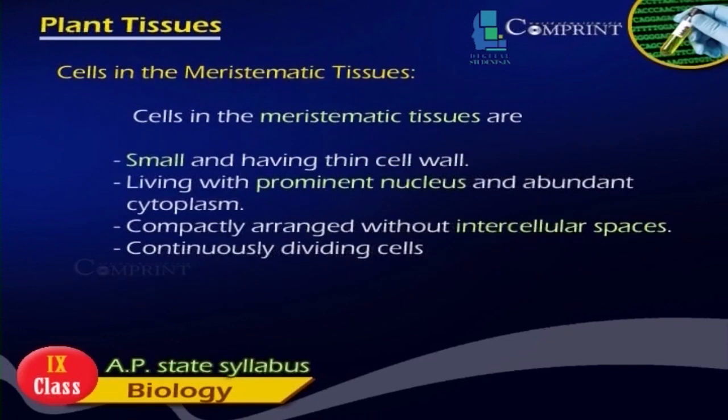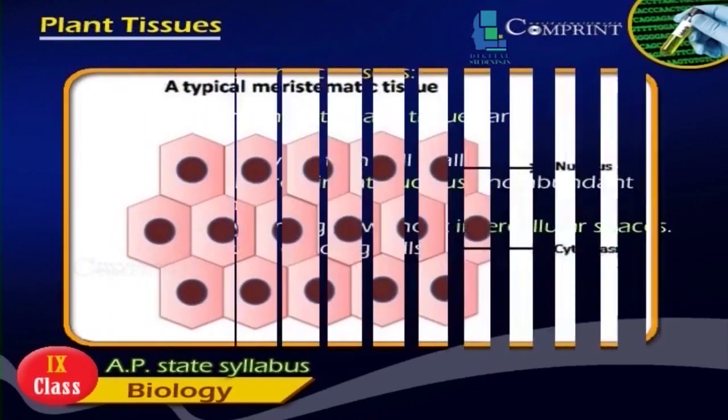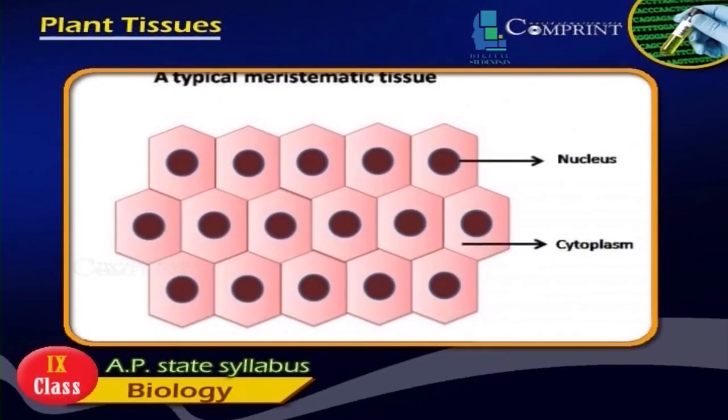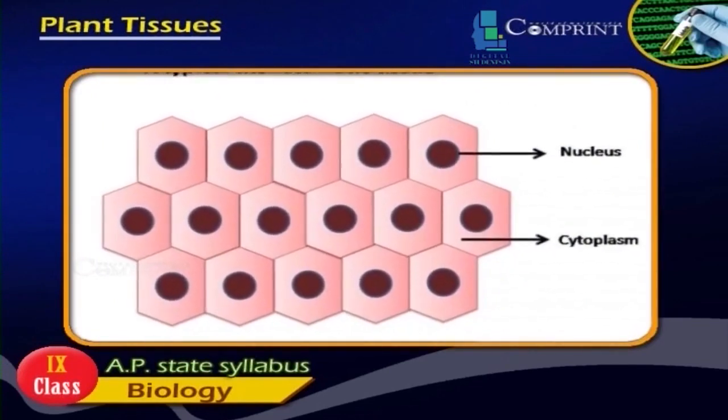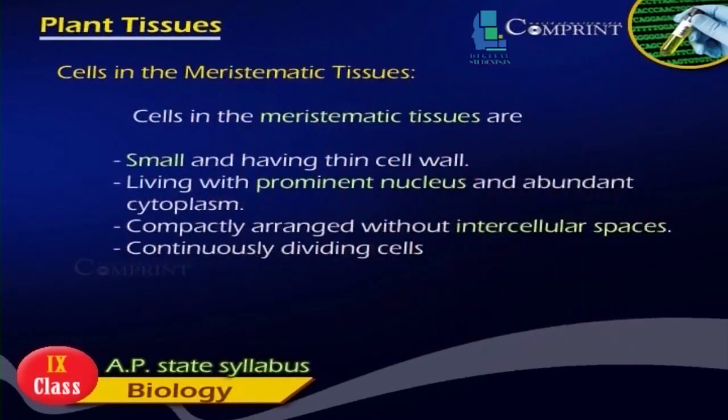Cells in the meristematic tissues are small and have a thin cell wall, living with a prominent nucleus and abundant cytoplasm, compactly arranged without intercellular spaces, continuously dividing cells.